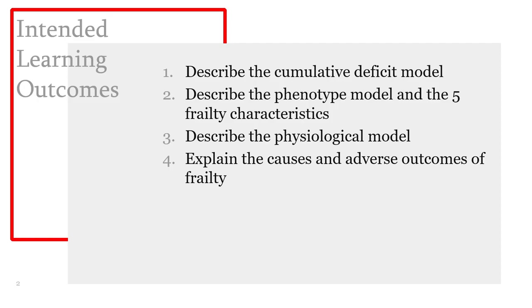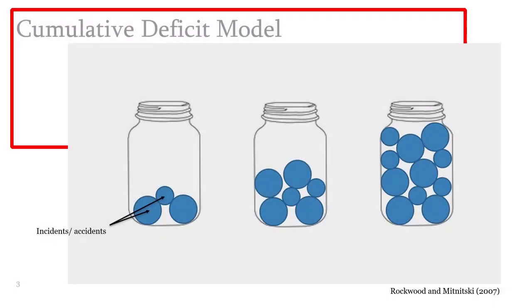In this lecture, we will talk about theories explaining the causes of frailty and how frailty affects our daily life. The cumulative deficit model was suggested by Rockwood and his team in 2007. It basically means that the more things individuals have wrong with them, the higher likelihood that they will be frail.